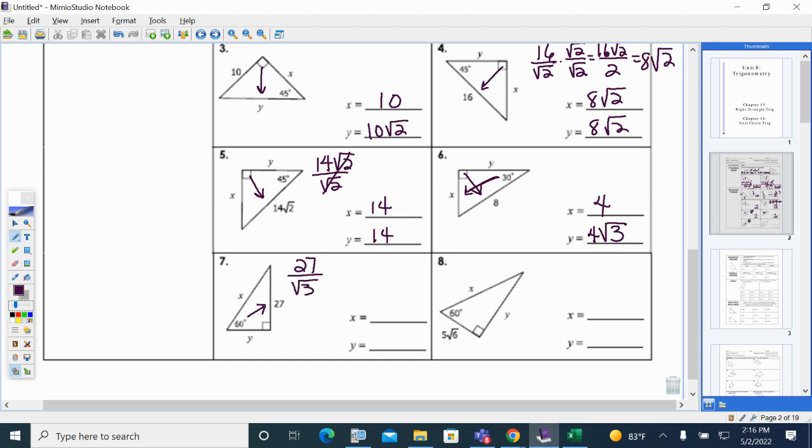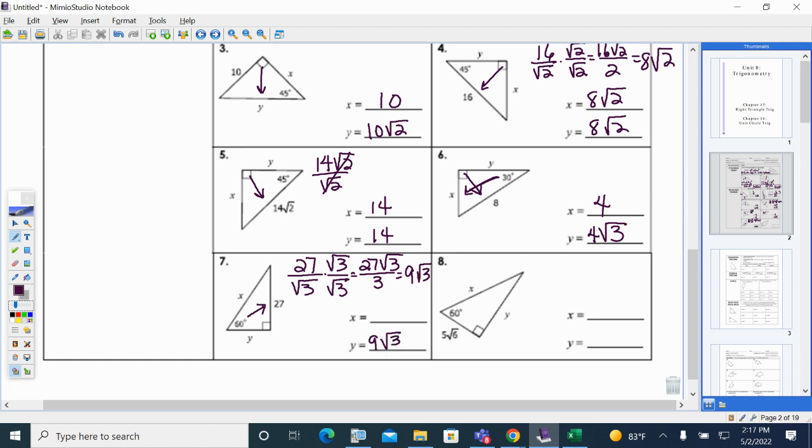Now again, you are not allowed to leave a radical in the denominator. So we need to fix this by multiplying by the square root of 3 over the square root of 3. We get 27 square root of 3 over 3. And then 3 is going to divide into 27 9 times, and we get 9 times the square root of 3. Now, that is the measure of the short leg. So that's going to be the y. y is 9 times the square root of 3.